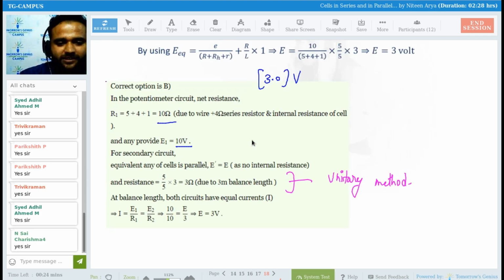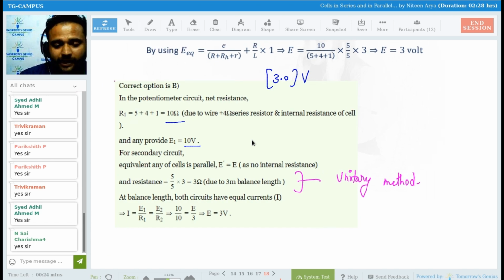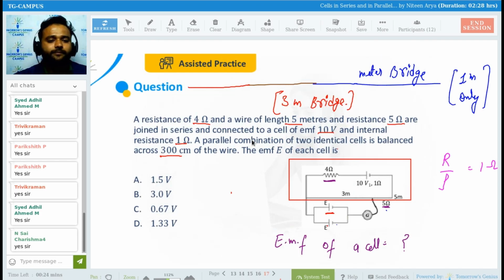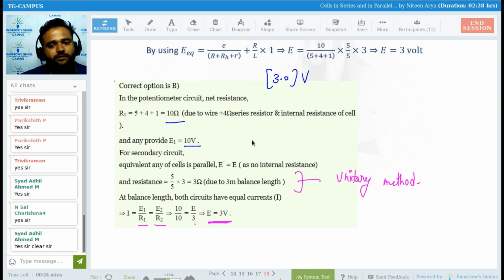Okay. Then at balance condition, at balance length, both circuits have equal currents. Then I1 equals E1 by R1 equals E2 by R2, which is 10 by 10 equals E by 3, because E1 is the potential 10, resistance is 10, E we need to find, and 3 is the resistance up to the null point. This is how you can find the voltage. Is this clear, everyone? Is this clear, beta? How you can easily find this 3 volt with the help of this? Okay, good.